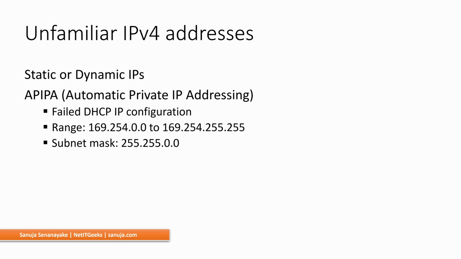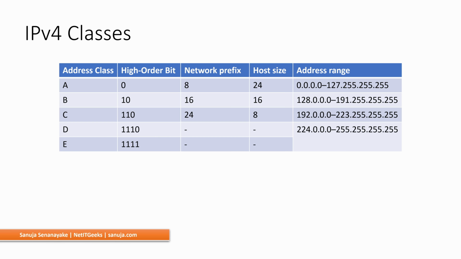Finally, one more thing I want to let you know: there are different IPv4 classes. Those classes are A, B, C, D, and E. What you may be most familiar with is probably the C class, which has the 192 category or address range.